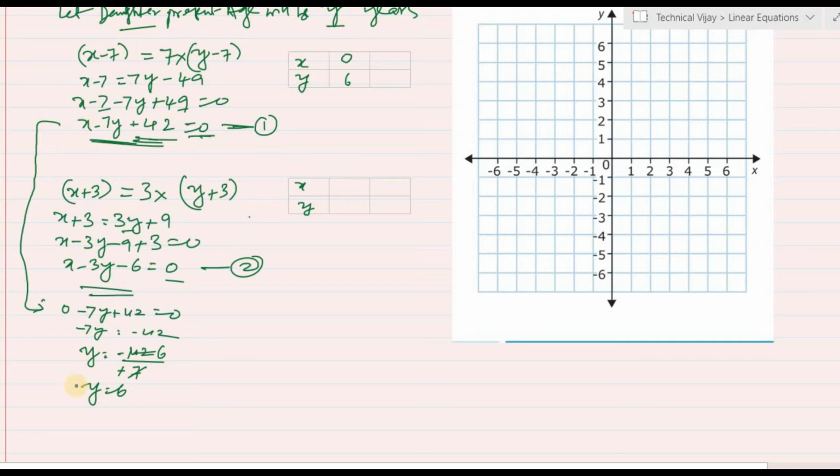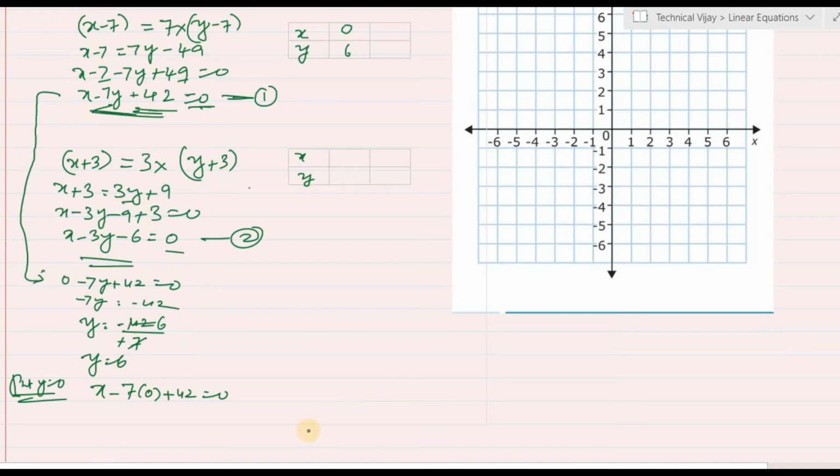Now we will put the value of y as 0 in the same equation. So here x minus 7 into 0 plus 42 equal to 0. So x minus 7 into 0 is 0, so x plus 42 equal to 0. So x is equal to minus 42. Okay, when y is 0, the x value is minus 42.